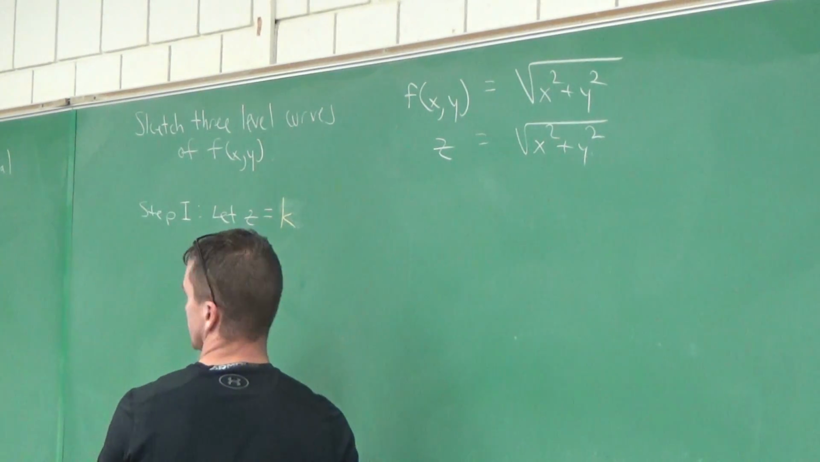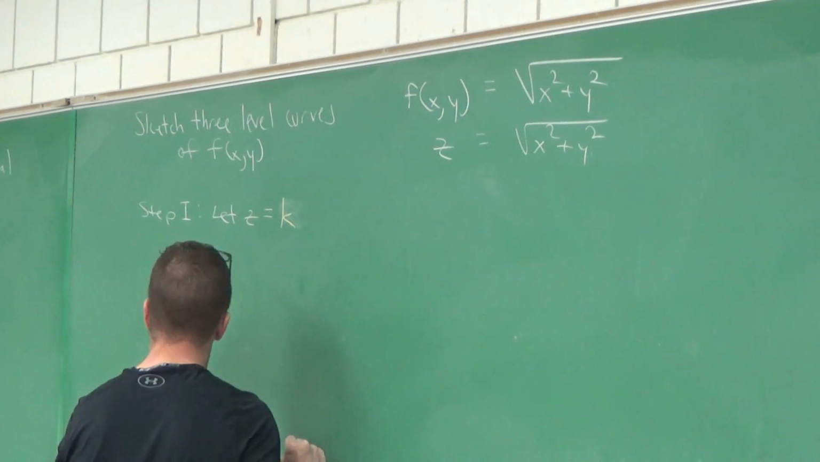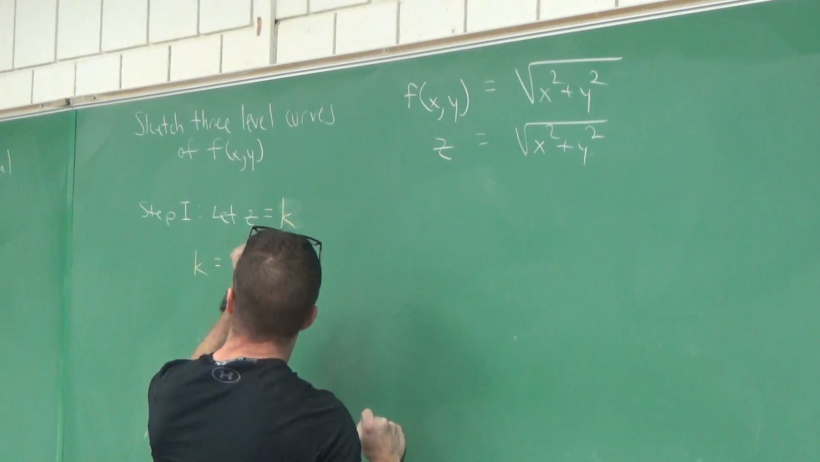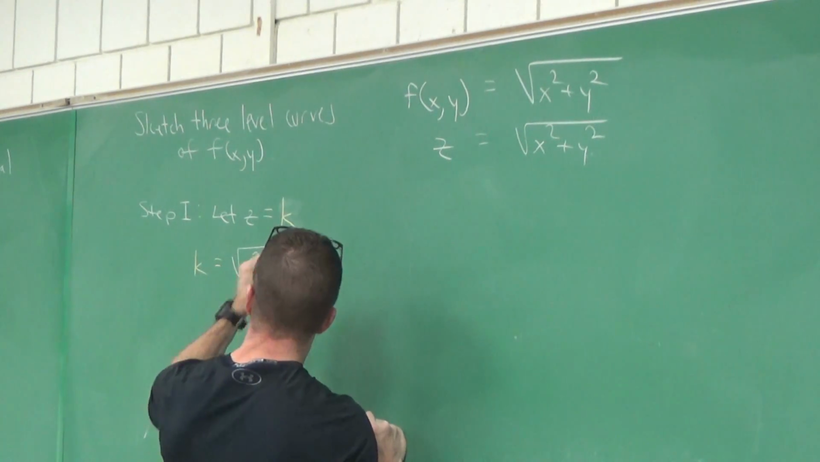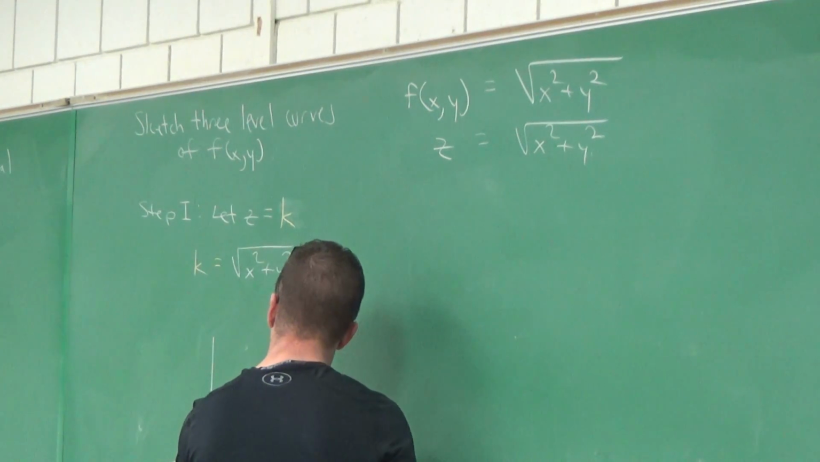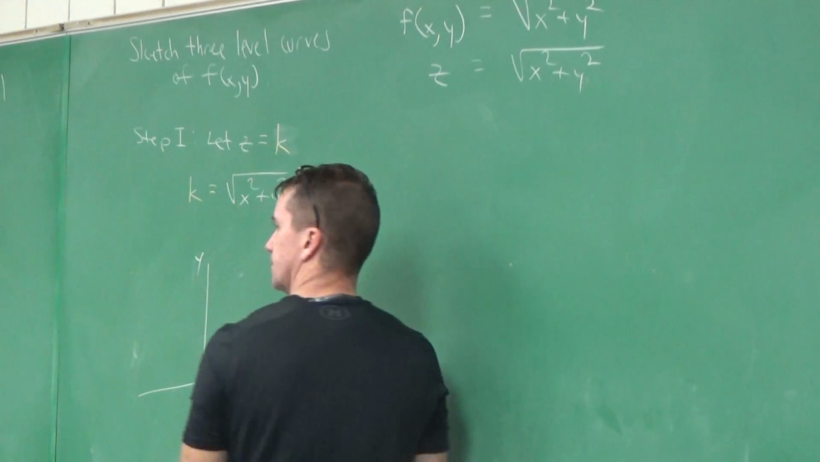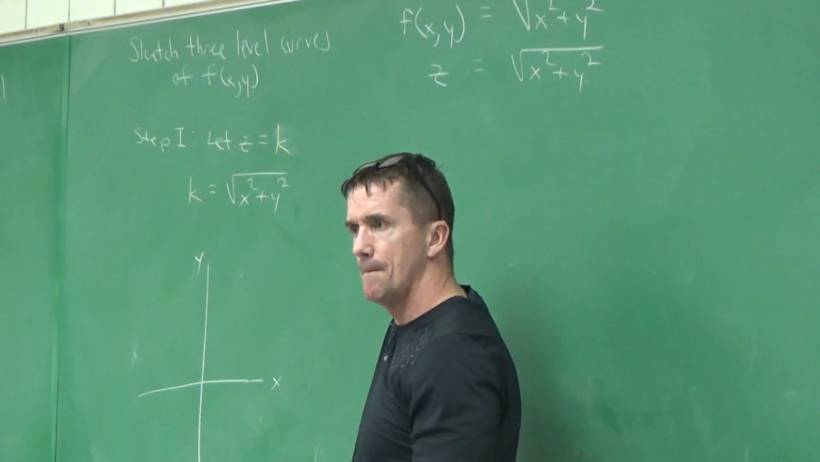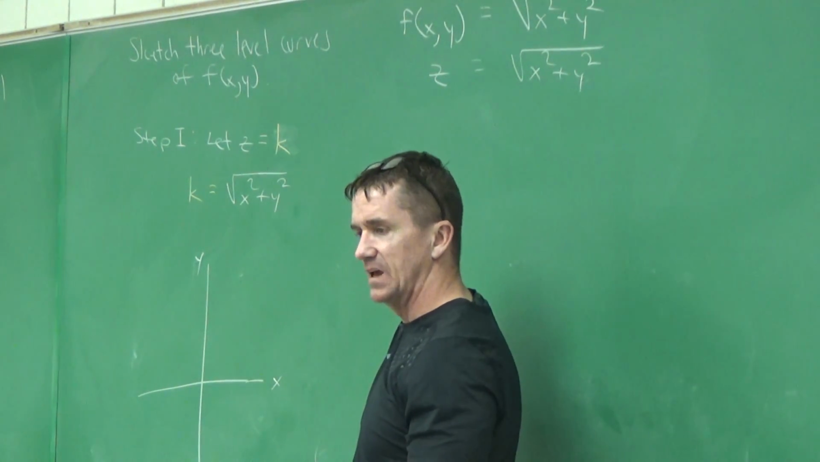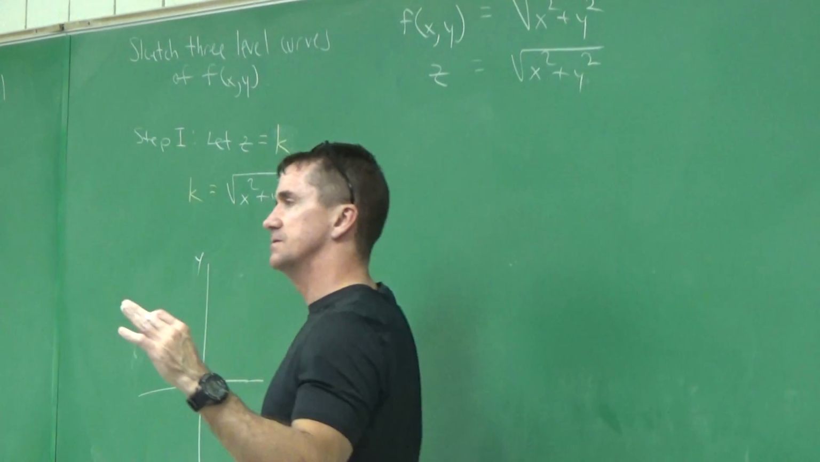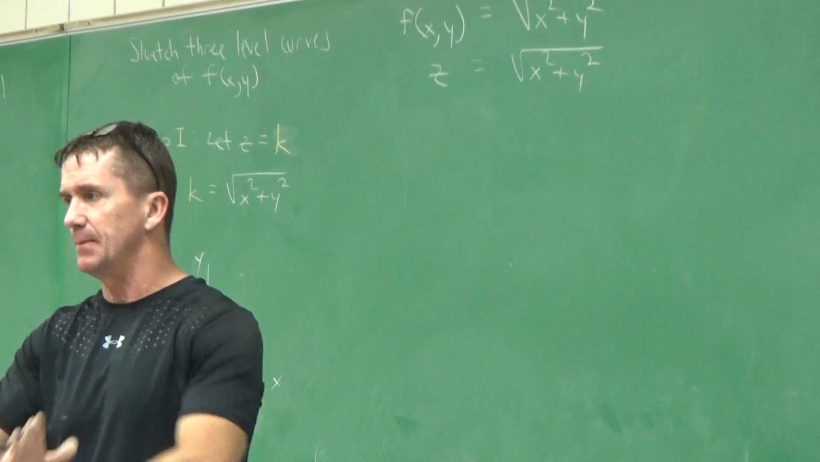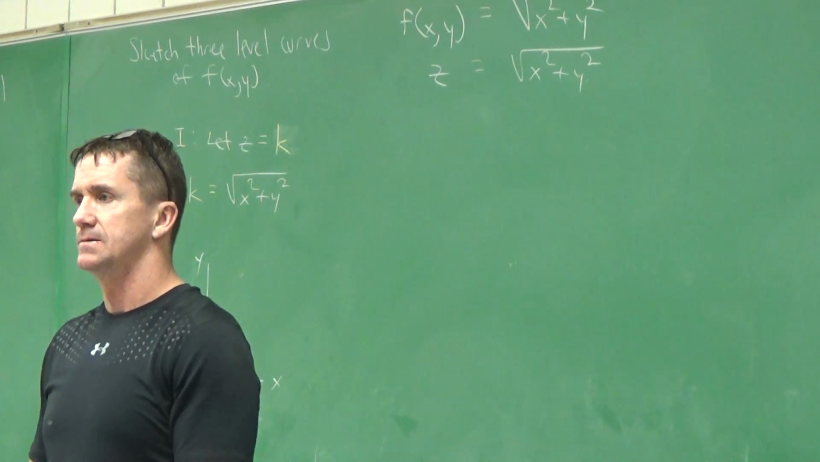Your next step is to write it out. What do you now have? k is equal to the square root of x squared plus y squared. And we're going to sketch curves in the xy plane. So whenever you hear level curve, it should always be xy plane. Level curves, xy plane. I'm going to make sketches in the xy plane, and they'll be level curves.